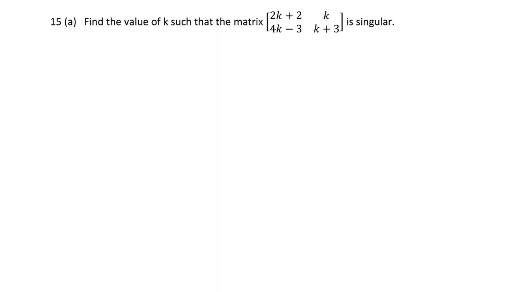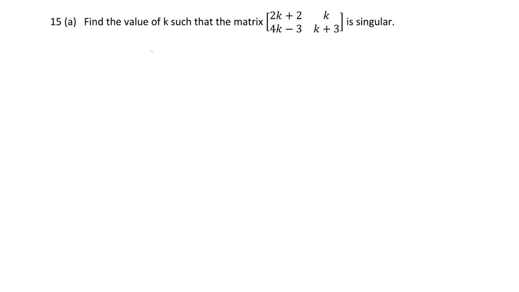Question number 15, part A. Find the value of K such that the matrix, we've been given the matrix there, is singular. Okay, so this is the matrix problem. We have to recall that the singular matrix is the one with a determinant which equals to 0. Okay, so let us now find the determinant of this matrix and we are going to equate it to 0.